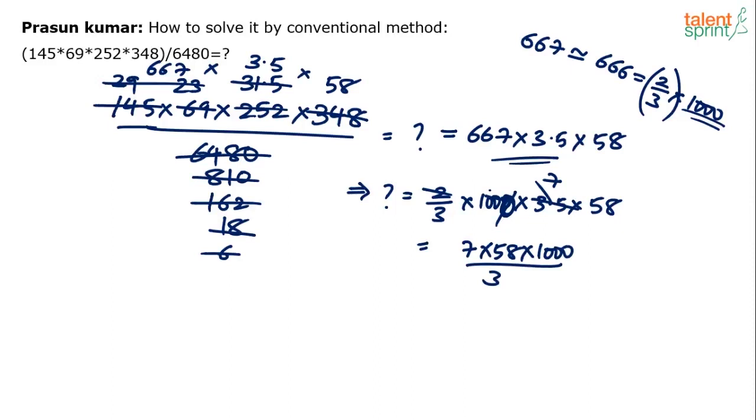Seven times 58, 350 plus 56, 406. 406 by 3 into 1000. Do that. Yes or no? Split and merge. 58 is not 58. 350 plus 8, so 350 plus 56. 406. 406 by 3 will be 135, approximately 135. Yeah. So 135000. Approximate answer. Let me tell you, it's an approximate calculation. So 1,35,000 is the approximate answer that we have got.